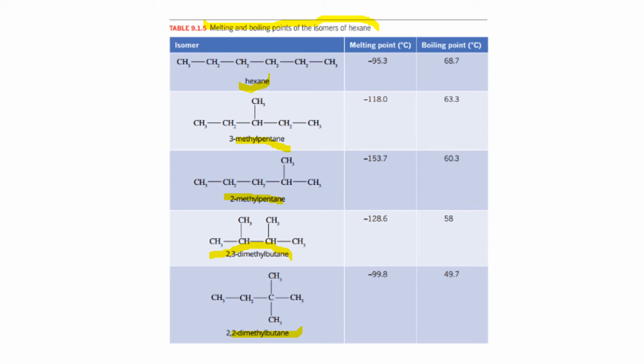But the general idea is that if it does not have any branching, you name it as hexane. If you have branching, then you have to name the location or the position of the branch, followed by how many carbons are there in the branch. If the branch has 1 carbon, it will be methyl. So you use methyl for your branching. If it's 2 carbon, it will be ethyl. If it's 3 carbon, it will be propyl. If it's 4 carbon, it will be butyl, and so on.